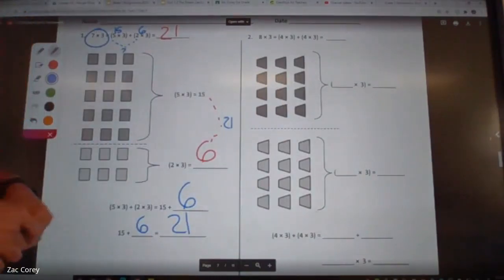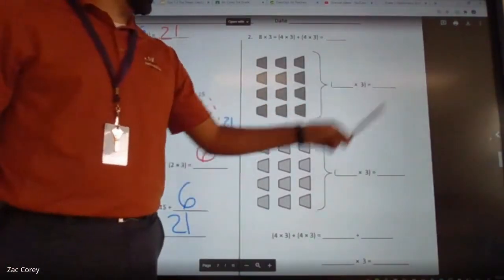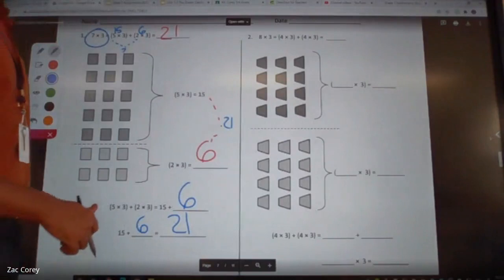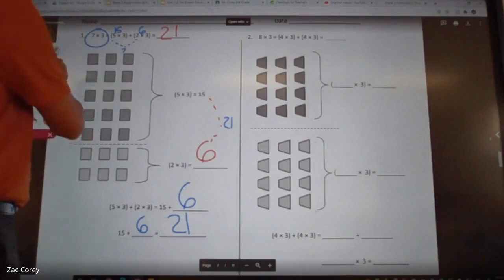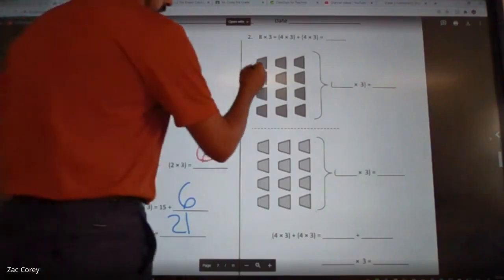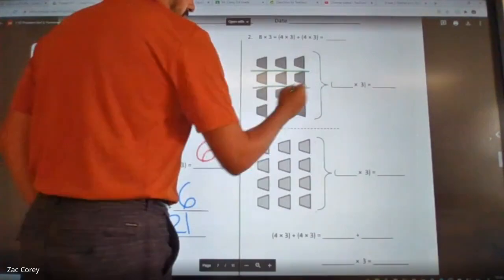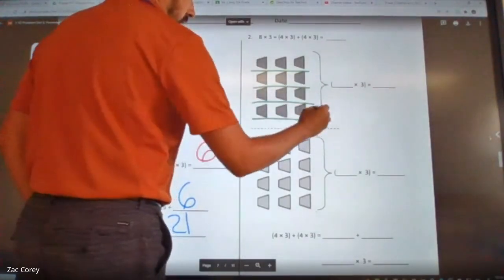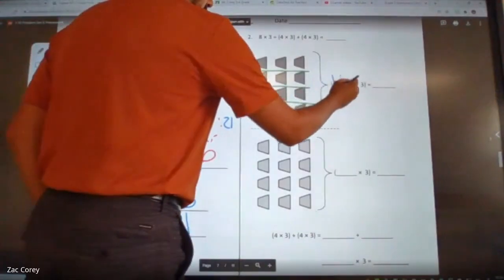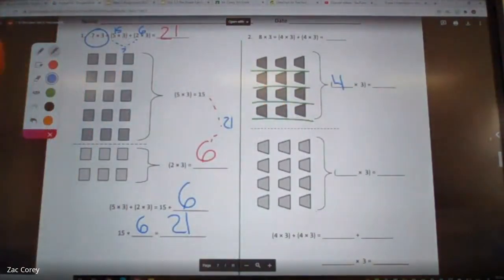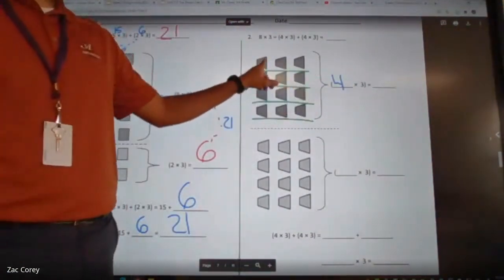All right, so we have to do a little bit more work over here. So then it wants us to fill in the blank. So blank times 3 equals blank. All right. So we have some rows. So how many rows do we have? Well, we have 1 row, 2 rows, 3 rows, 4 rows. So I'm going to put a 4 in the blank. And they already did the next part for us because we have 3 in each.